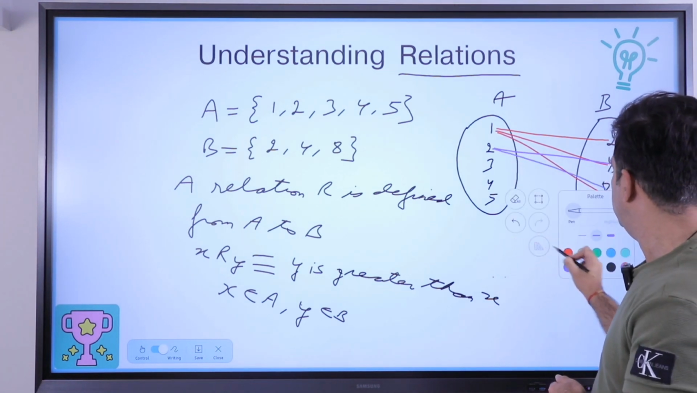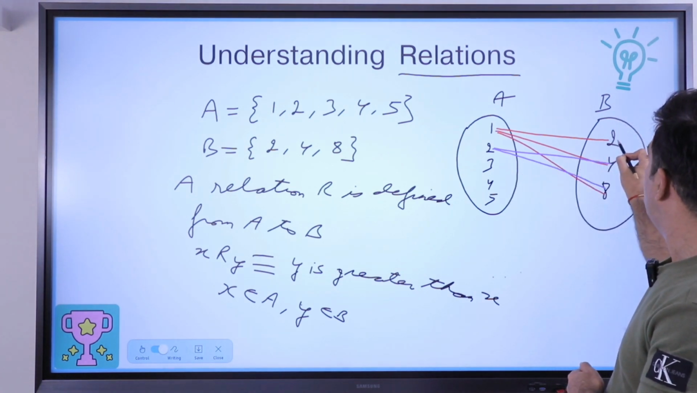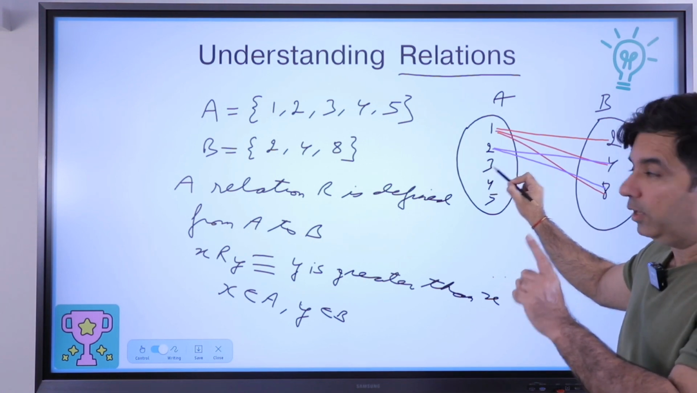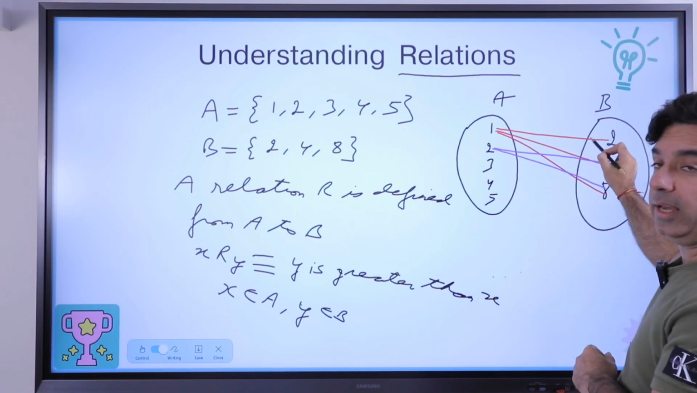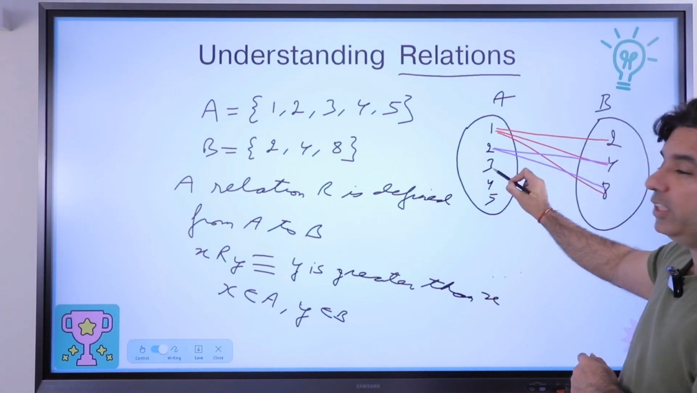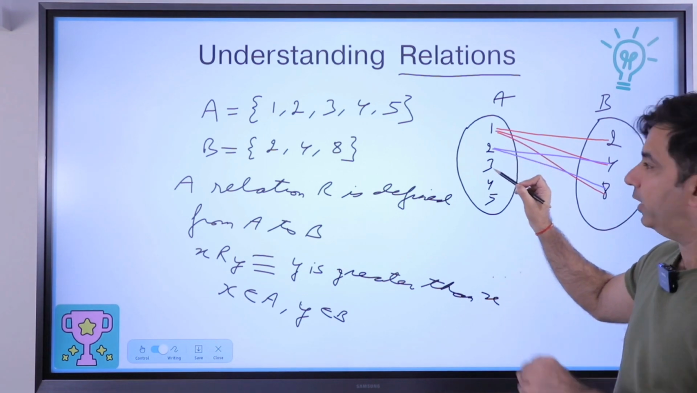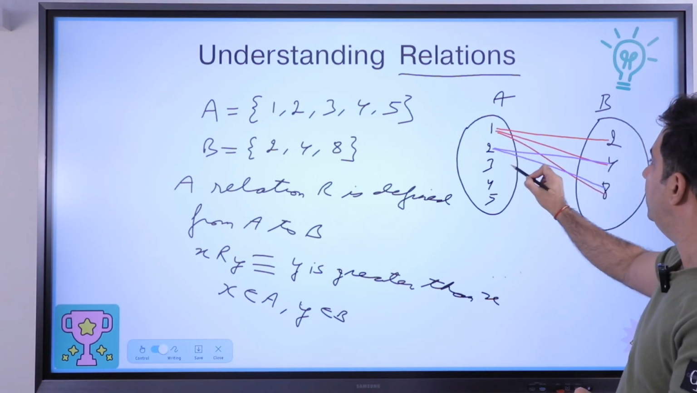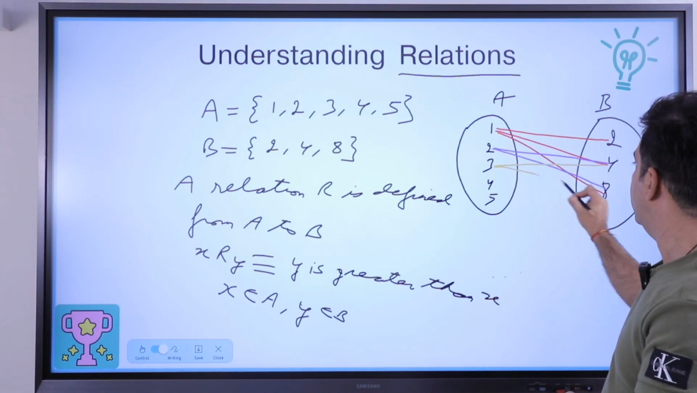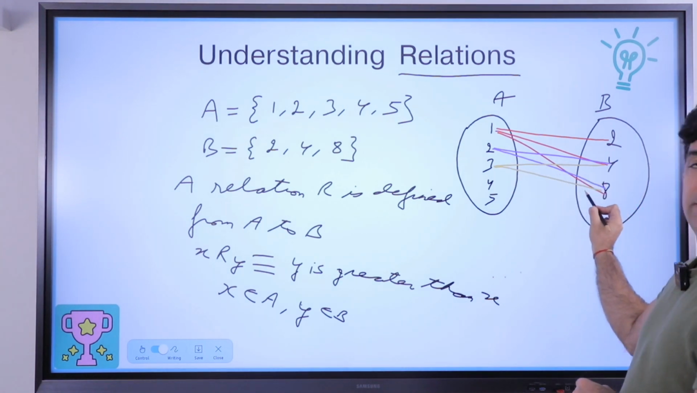Now I'll come to this 3. In the case of 3, 2 is greater than 3 is wrong. Why? Because y has to be greater than x. So 2 is greater than 3 is not true, hence 3 and 2 are not connected. 4 is greater than 3 is true, and 8 is greater than 3 is again true. So 3 is connected with 4, and 3 is connected with 8.